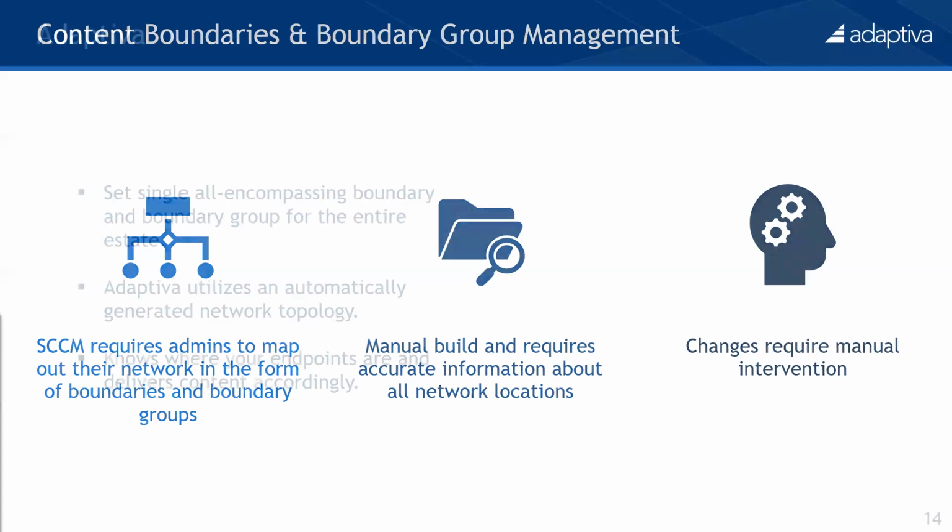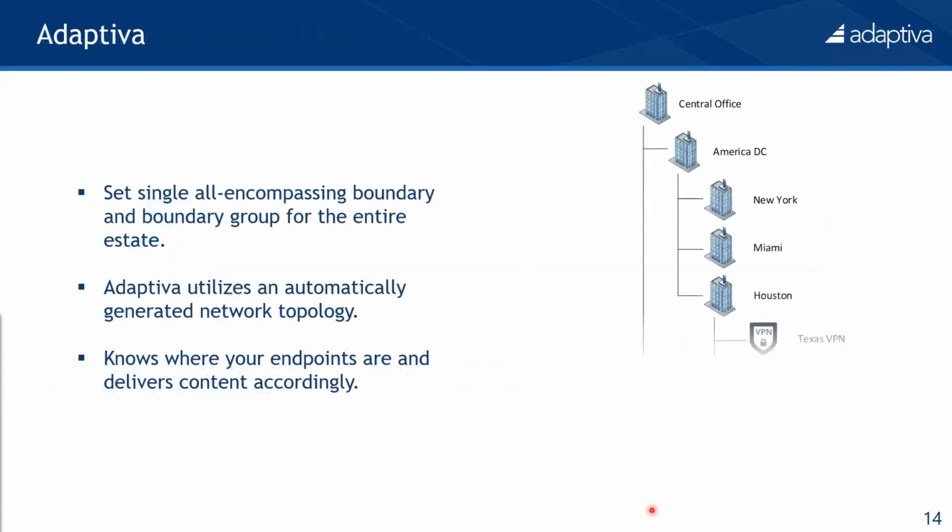With Adaptiva, I no longer need to worry about that. Now I can set a single all-encompassing boundary and boundary group for the entire estate, right? One thing manages everything. I can create an IP range of 0.0.0.0 through 255.255.255.255. And now I'm guaranteeing that every client is going to be covered with a boundary or a boundary group. So how do I now manage getting that content and getting it from a source that's closer? That's going to happen within Adaptiva.